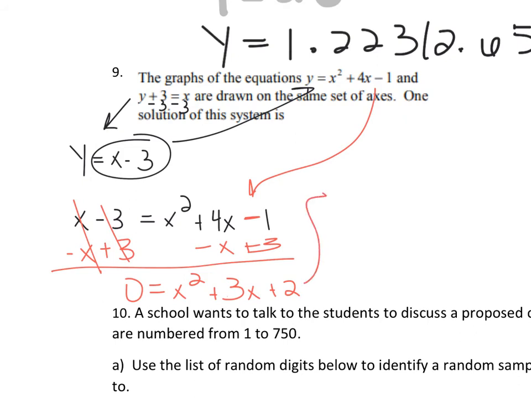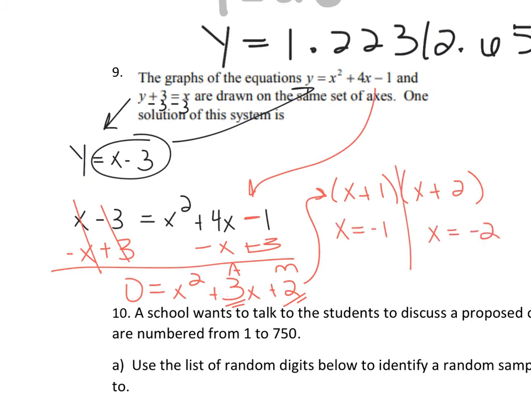All right, so we are in the clear now, so we're going to make this x plus 1, x plus 2, which is using the AM method, finding factors of 2 that add to 3. That'll get me two x values of negative 1 and negative 2. And the last thing I need to do is find my y values.